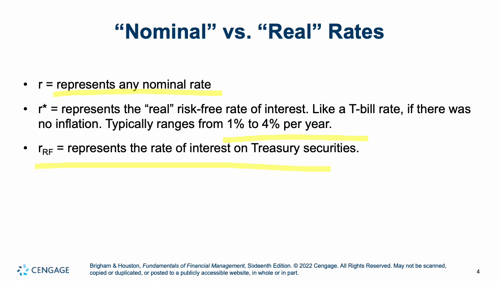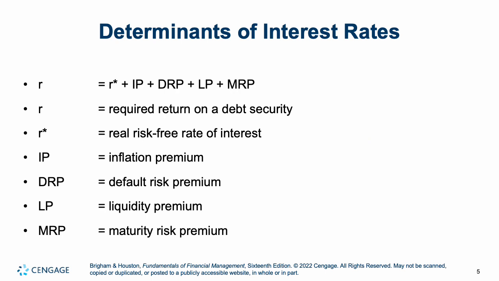Actual interest rates that are charged to businesses and consumers are always going to be higher because they have some sort of risk component. What determines interest rates? Interest rates have the following determinants. You start off with your risk-free rate of interest, then add an inflation premium, a default risk premium, a liquidity premium, and a maturity risk premium. And we're going to go into what all of these are as we go through the chapter.